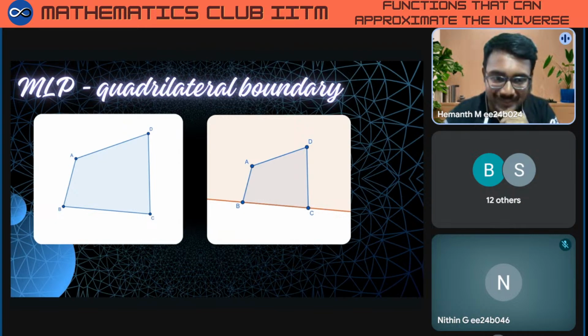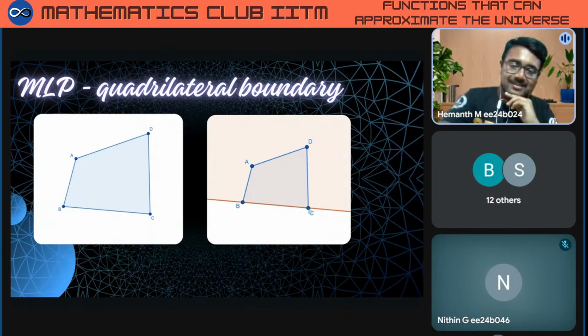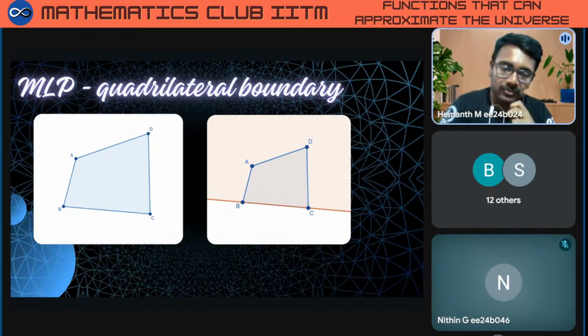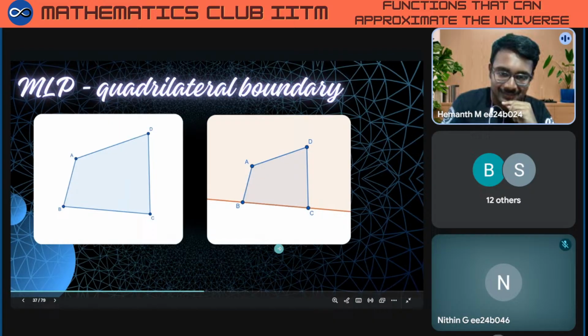So the true answer is you just need four perceptrons in the first hidden layer to model this, because in this figure you can see that I have shown this orange line of separation, right? So you can have one perceptron to learn this straight line BC. The output of that perceptron will be one anywhere in this orange region, and it will be zero anywhere in this region.